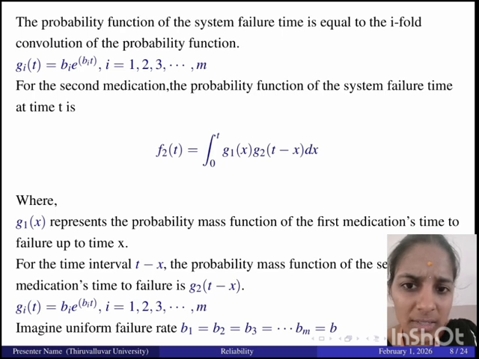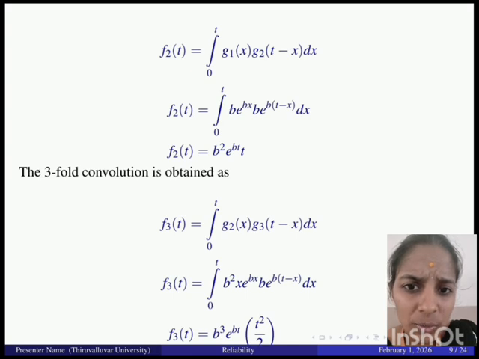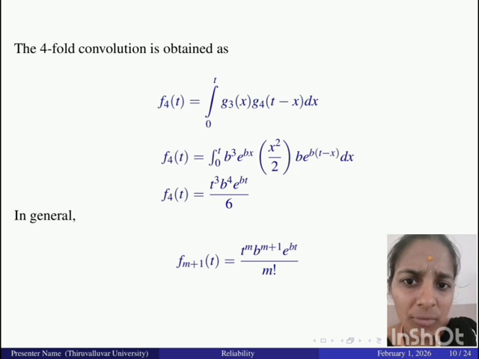We substitute the values of g1(x) and g2(t - x). We get f2(t) = b^2 e^(bt) t, and likewise we substitute the values for f3(t) and f4(t). We get f3(t) = b^3 e^(bt) t^2 divided by 2. And next is f4(t).